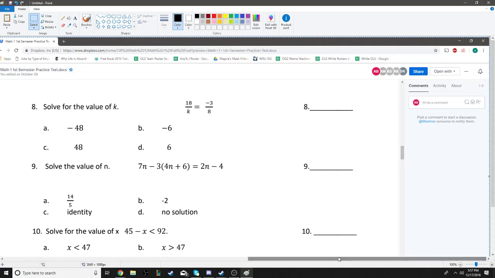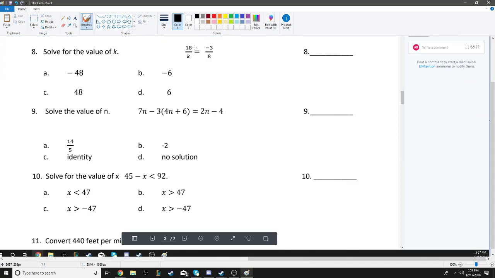Okay, next problem, number 8. Number 8 says find the value of k. So you're going to cross multiply. 18 times 8, that would be 144, I believe. And then negative 3 times k is negative 3k. And you're going to divide both sides by negative 3 and get negative 48.